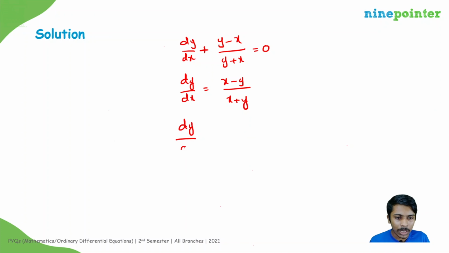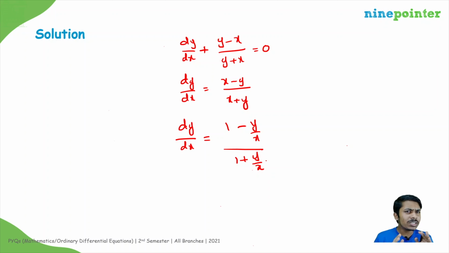So this is a homogeneous differential equation and we will solve it by substituting v equal to y by x. So dy by dx is equal to (1 minus y by x) divided by (1 plus y by x). What have I actually done here? I have just divided by x on both numerator and denominator. Now I will substitute v for this y by x. That means y is equal to vx.